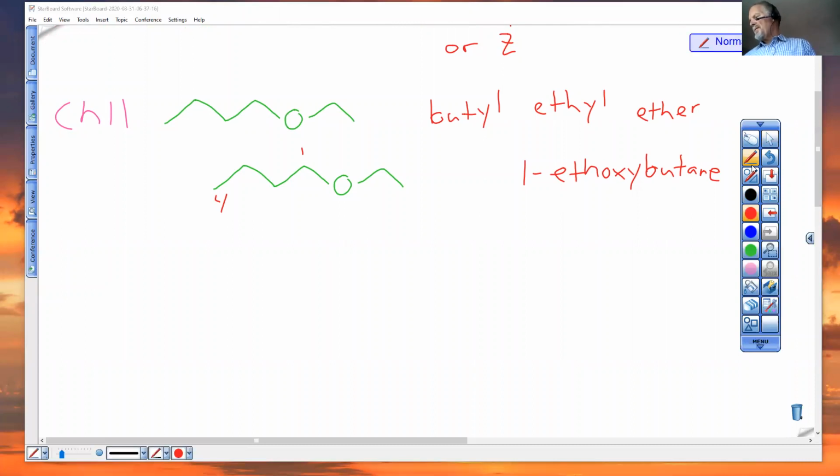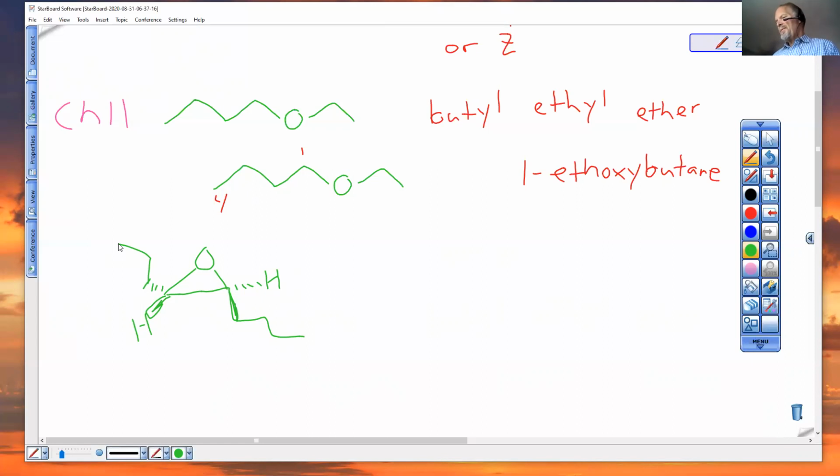Let's not spend too much time on that. How about those cyclic ethers with the triangle? There we go. If you remember, cyclic ethers with triangles are called epoxides.